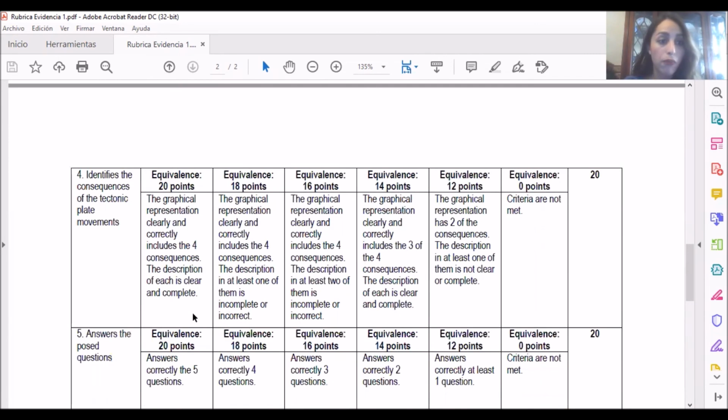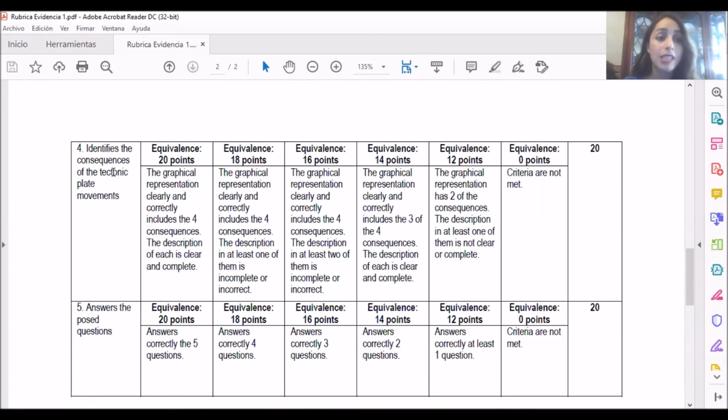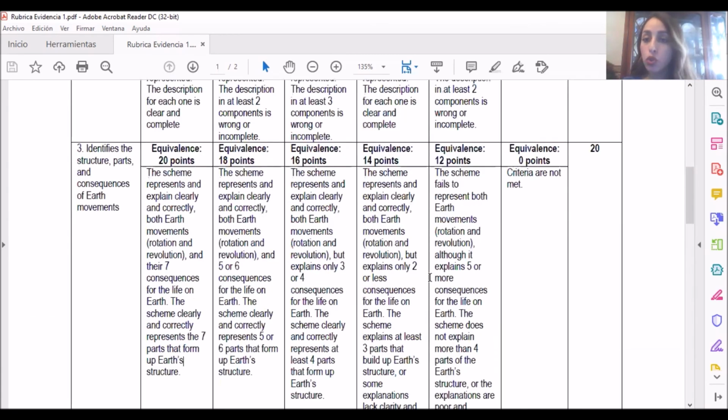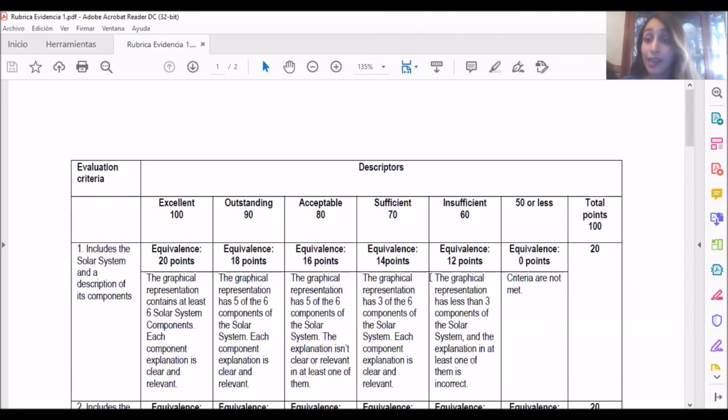We'll go to the 4th one, identifies the consequences of the tectonic plate movements. You will get 20 points if your representation is clear and you include the 4 consequences and the description of each is clear and complete. Finally, 5, answers the post question. So at the end, if you do everything correctly, you will have a total of the 100 points, okay?